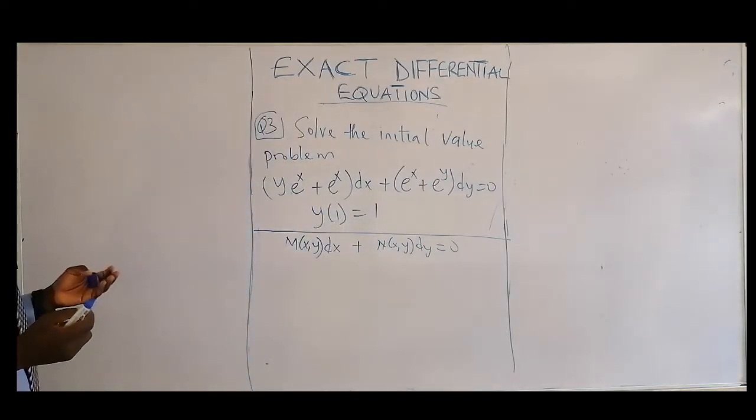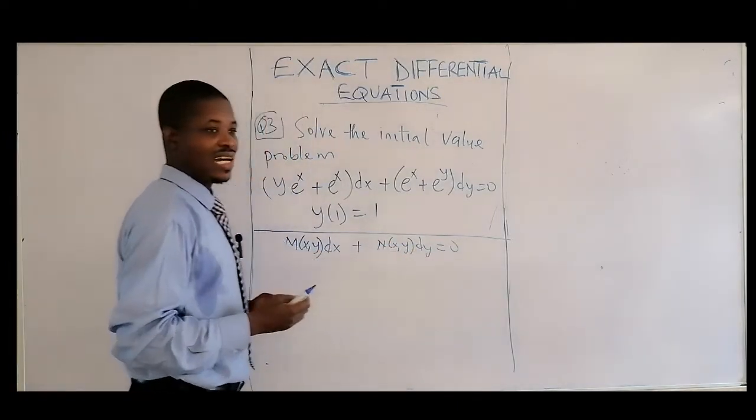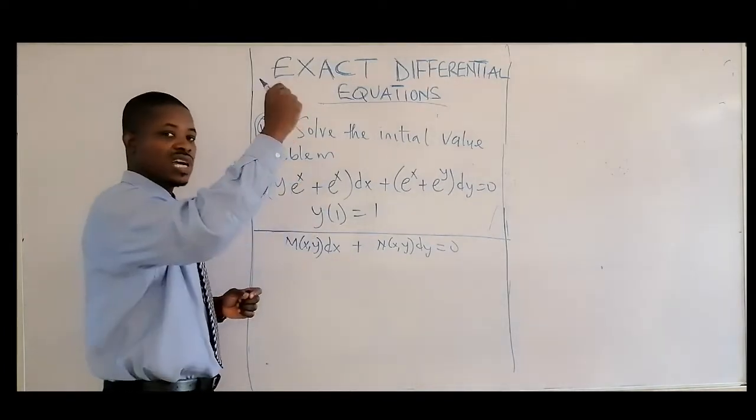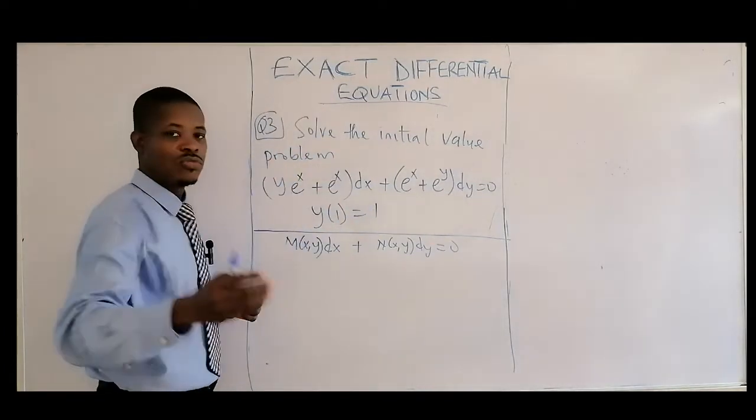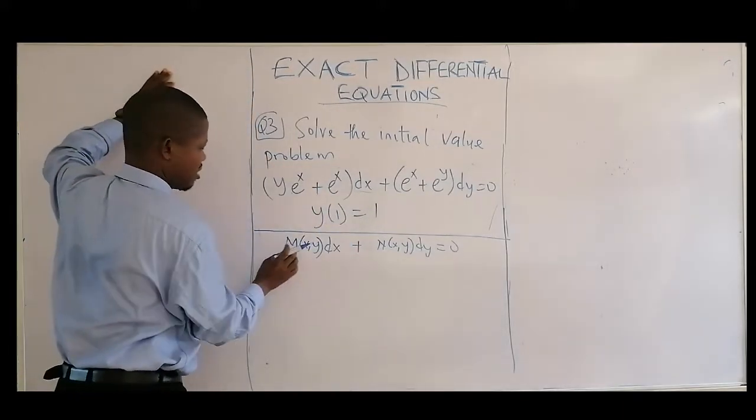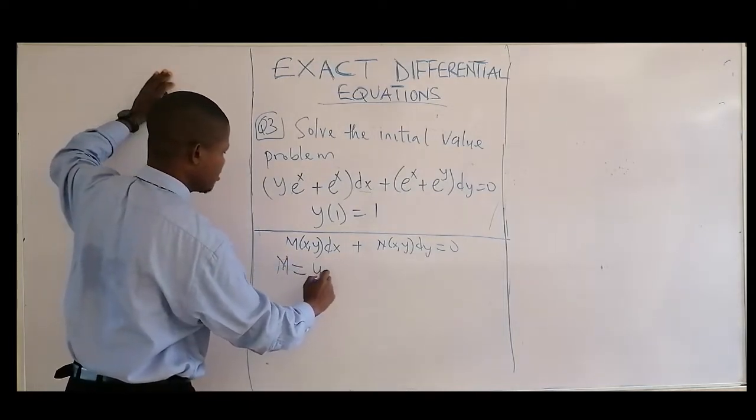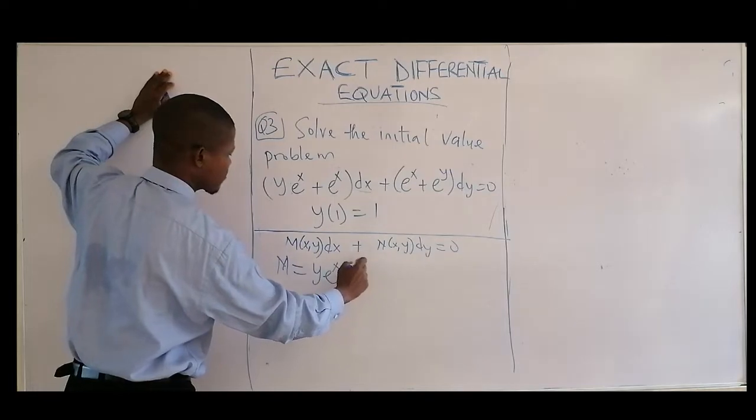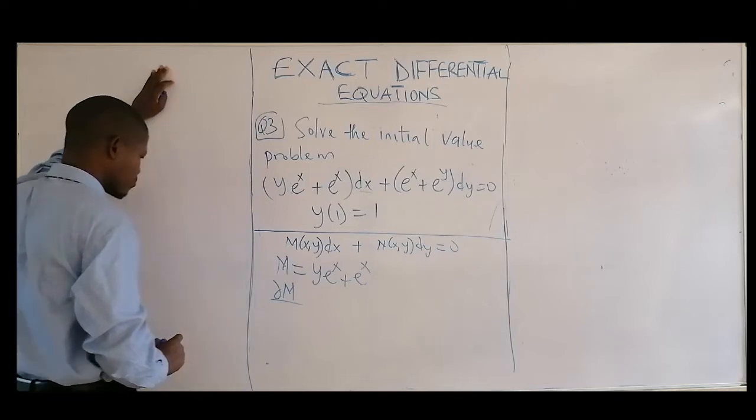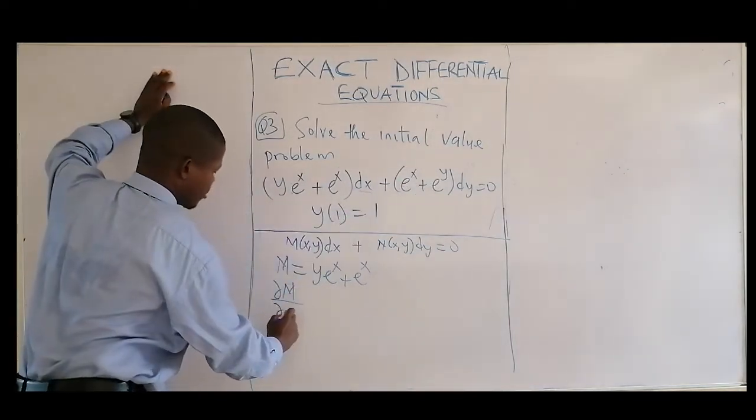So what do we do now? We have already spotted what is M and what is N. It's very important for you to be able to know which one is M and which one is N. Since I know the dx term is M, my M is this plus this. Then differentiate this partially with respect to the other variable, y.